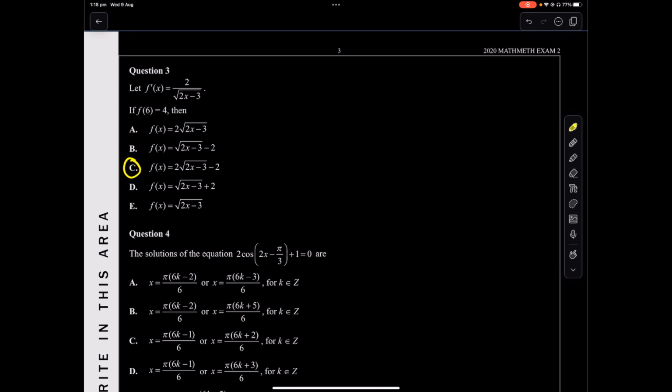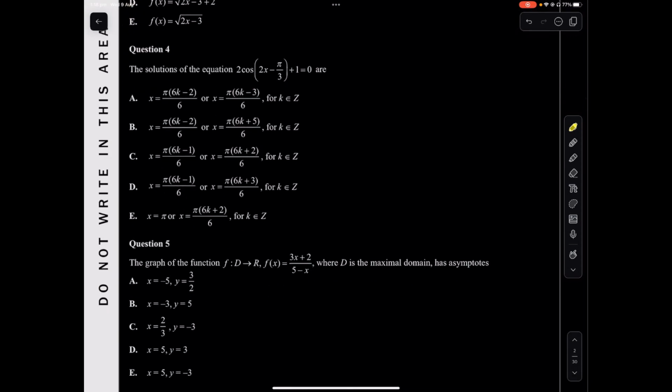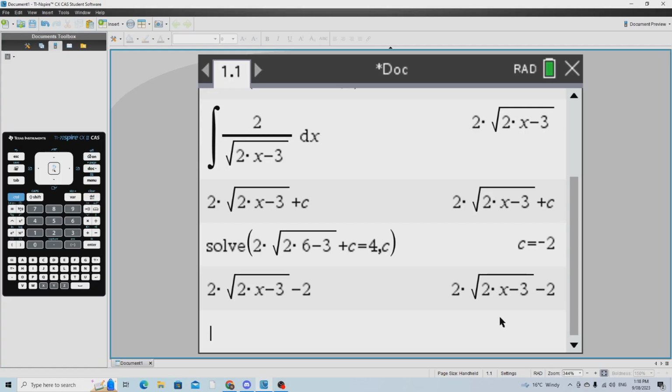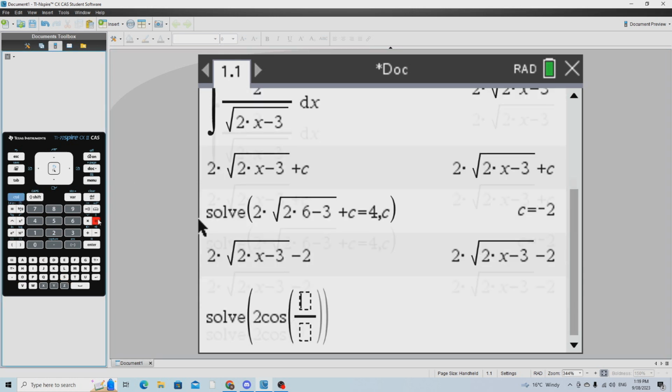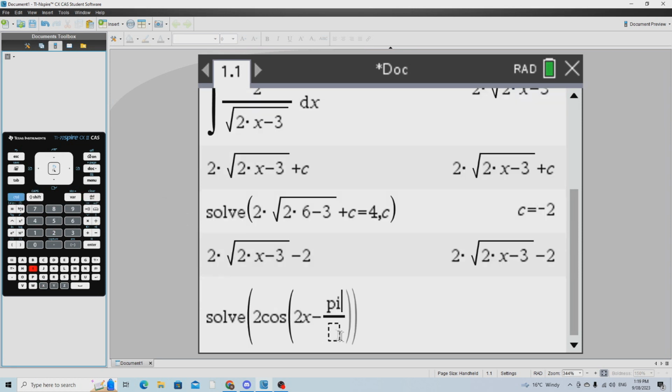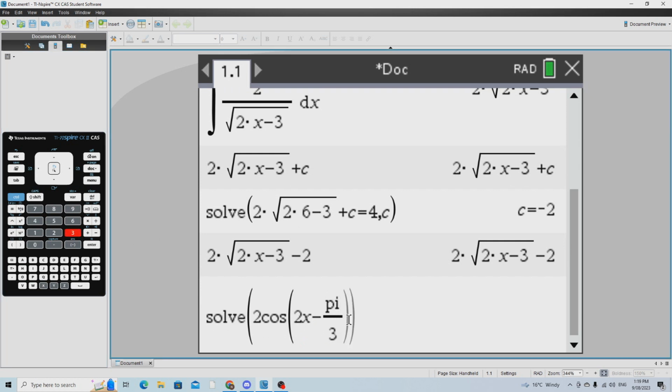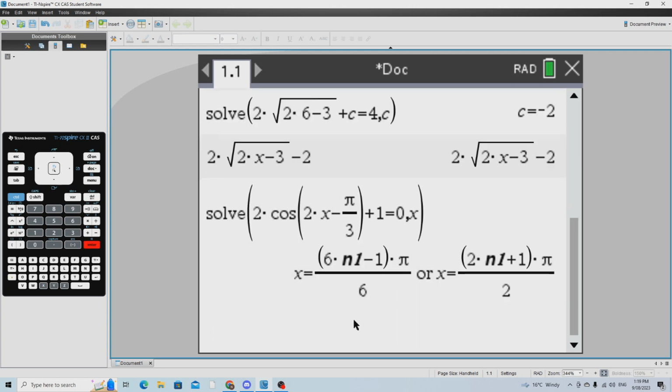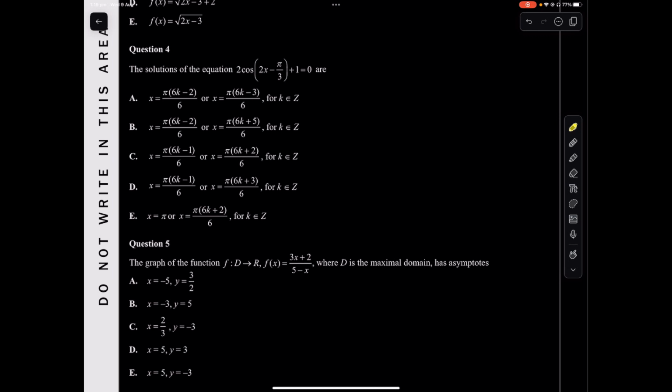Yep, looks right. Perfect. The solutions to this equation are, okay, to do this, I'm going to use my CAS again. So I'm going to write solve 2 cos, oops, all right, 2x minus pi on 3 plus 1 equals 0, comma x, and we get 2 of these general solutions. So let's write them down over here.